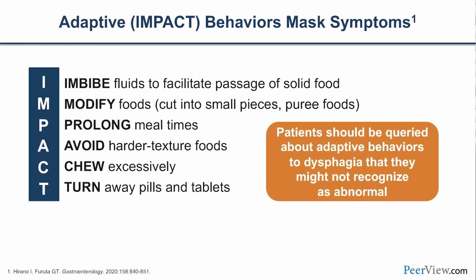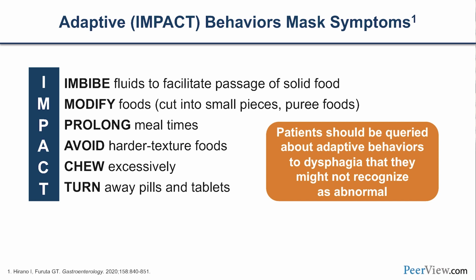When taking a patient history, it's important to go deeply into the history of dysphagia and not just stop at whether people are having trouble swallowing or having food stick. Many times patients with EoE or possible EoE will tell you no, they swallow fine. And the reason for that is because they have developed adaptive behaviors over time that minimize their symptoms. Now, these adaptive behaviors can be remembered by this acronym, IMPACT, that was developed by Dr. Hirano and Dr. Furuta and published recently. These adaptive behaviors are used to mask symptoms.